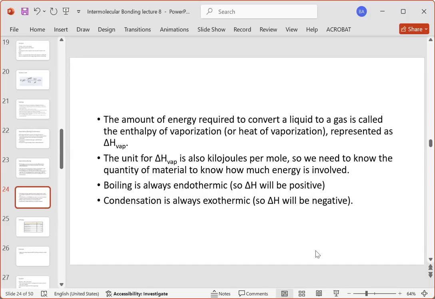Right? The smaller the amount of substance or liquid you have, the smaller the energy you need to convert it into vapor. The same holds if you have bigger energy, right? For example, with water, the bigger the amount of liquid, the more energy you need to convert it.